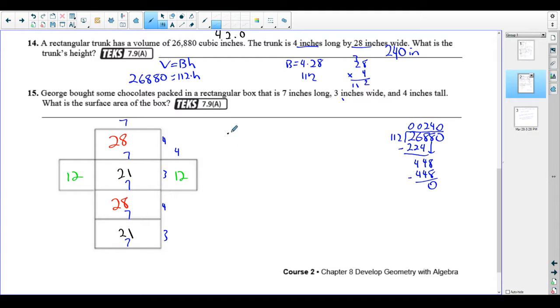And then we're just going to add them all together. 28, 28, 21, 21, 12, and 12. Or you could have said 28, 21 plus 12 and then times 2, but whatever. I already wrote them down. Let's see, 16, 18, 20, 22. And then 2, 4, 6, 8, 10, 12 gives us a total area of 122 inches squared. And that's it. That is surface area and volume.